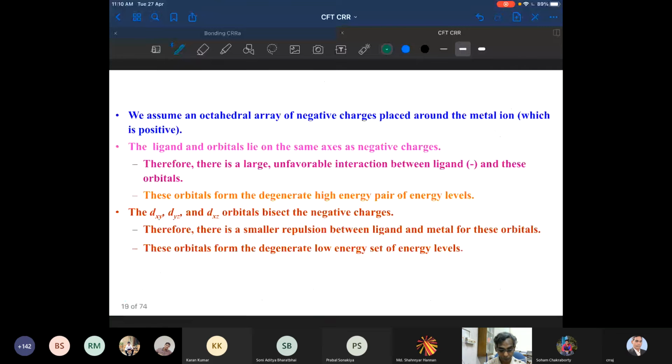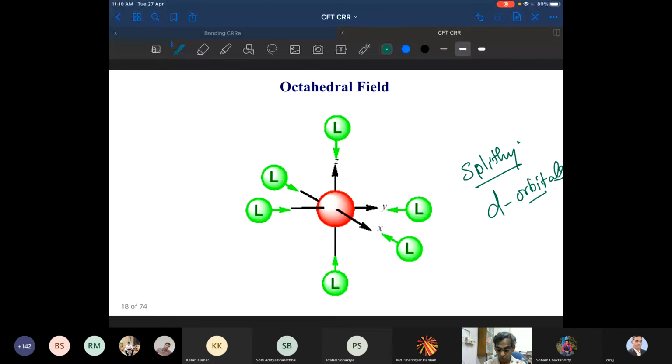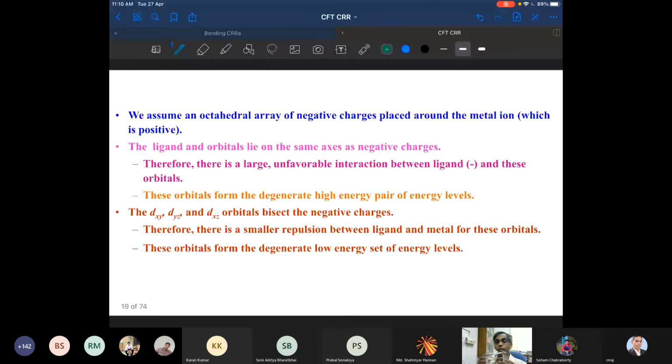Now we'll go here. This is the model that we have. Now look at this diagram and the model. You have a metal center, and this is the complete octahedral field. Just to make you understand, I am bringing six ligands along the faces of the cube.